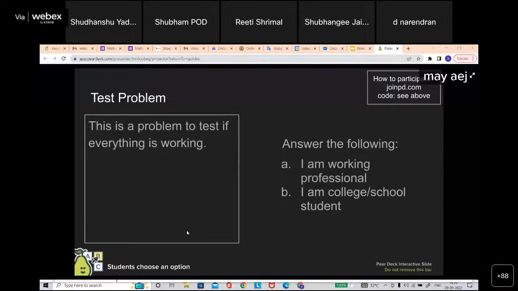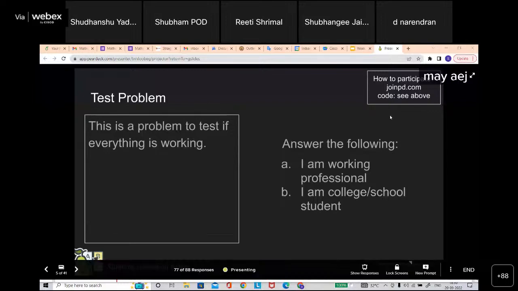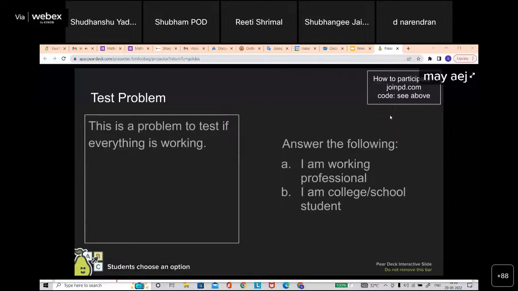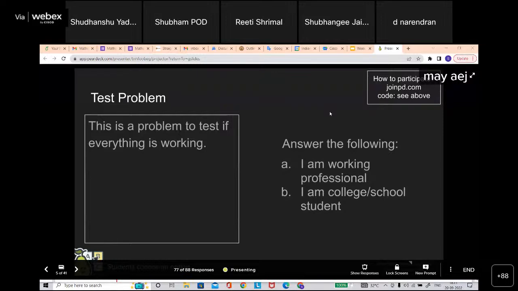Again, I am repeating, just go to a new tab of your Chrome or whatever search engine you are using. Okay, so let's move to the question. That would be good.